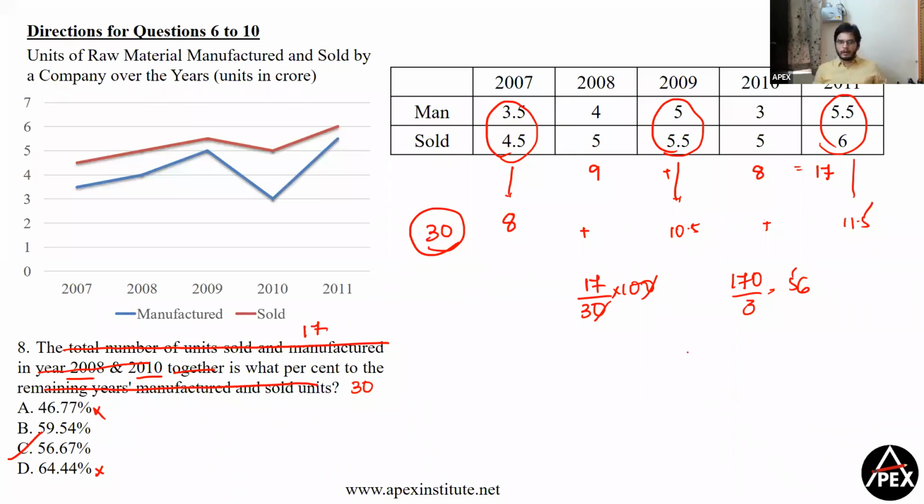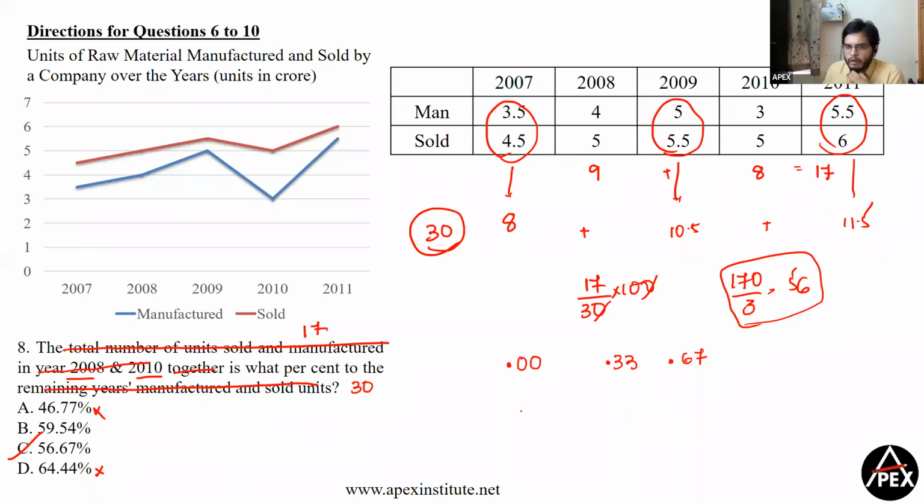Now, clear guys? Do we have any other shortcut? What is that? Okay, let's understand this. Any number when divided by 3, the decimal will be either 00 or 33 or 67, isn't it? You can take any number.